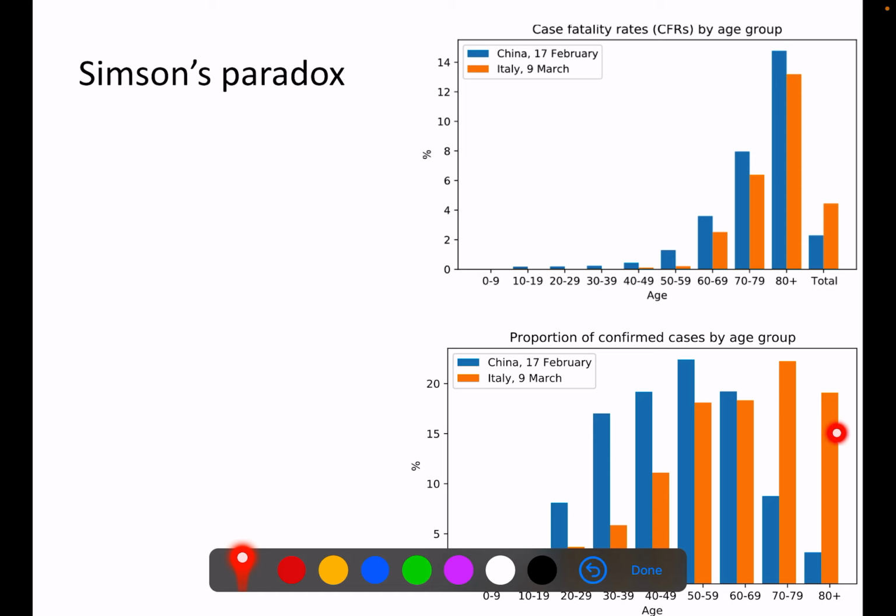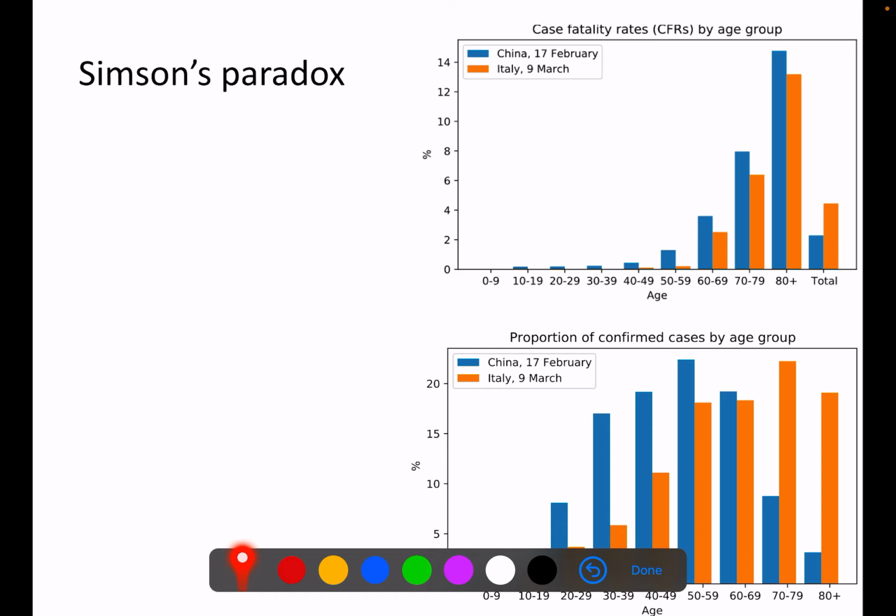Whereas in Italy, many people who were diagnosed were very elderly, right? And this basically led to the larger case fatality rates in Italy.